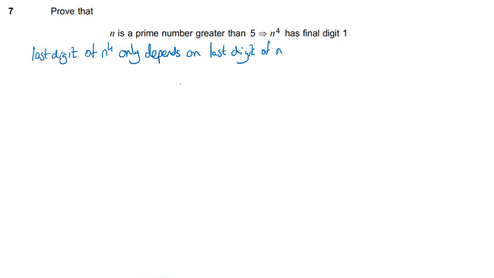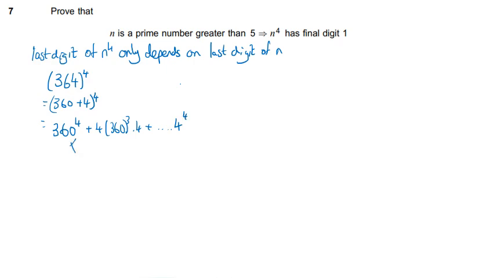Okay, so I'll just do an example. And this is true for any number, not just prime numbers, any integer. So if we had something like 364 to the power of 4, then we could write that as 360 plus 4 to the power of 4. And if you did a binomial expansion on that, you would have 360 to the power of 4 plus 4 times 360 cubed times 4, and so on, all the way down to the last term, 4 to the power of 4.